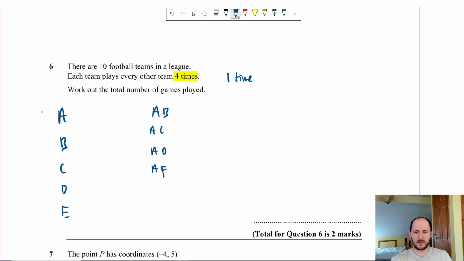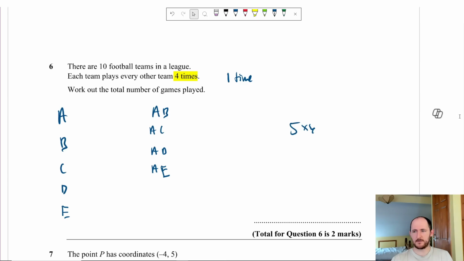Cool. So then you might think that the way you work this out would be 5 times 4, right? Because we have 5 teams, and each of those teams will play the other team 4 times. So A will play B, C, D, E, B will play A, C, D, E, C will play A, B, D, E, and so on. But there's a problem. Look what happens when I write out the teams that B will play.